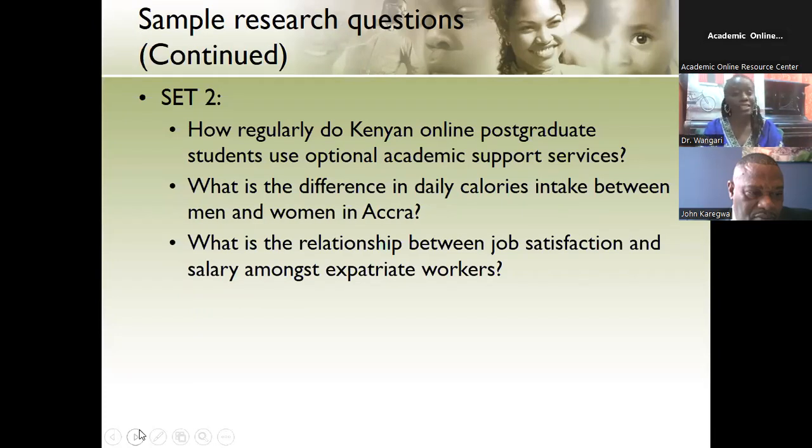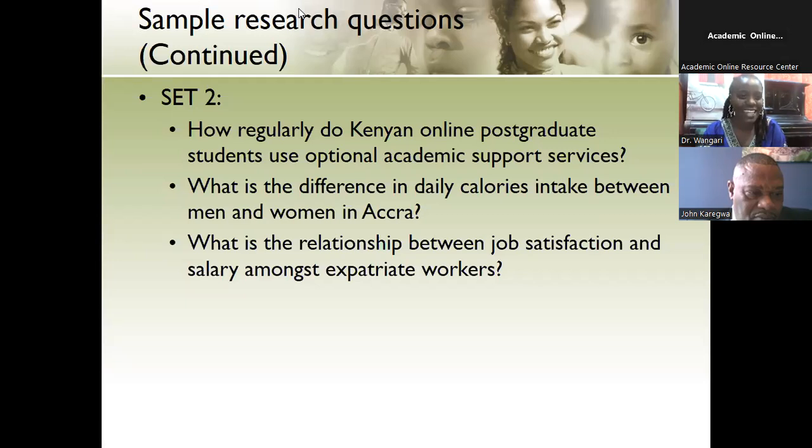Is that quantitative or qualitative? And then what is the relationship between job satisfaction and salary among expatriate workers? Let's see, let's take some sharing for set two. A lot of people saying quantitative, all of them are quantitative. I haven't seen a different answer. Yeah, somebody even explained it's because it's about frequency. Yes, very well said, thank you. All three are quantitative. This one seemed more straightforward.